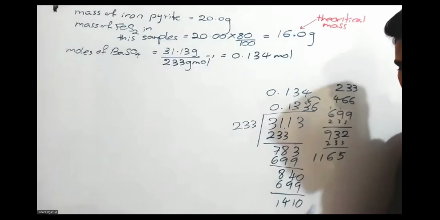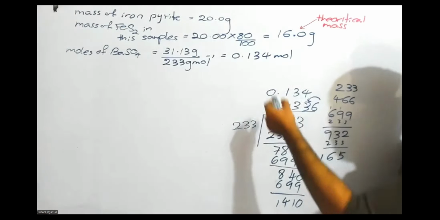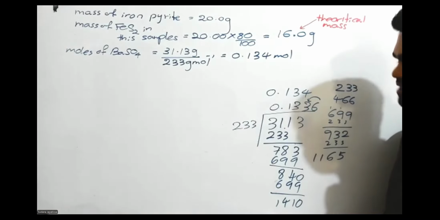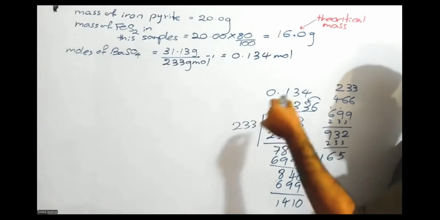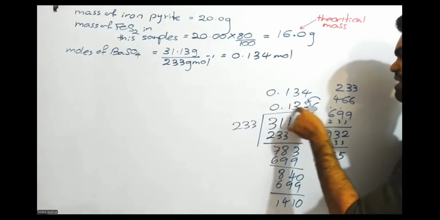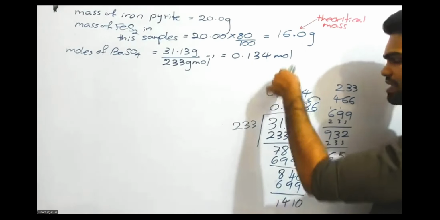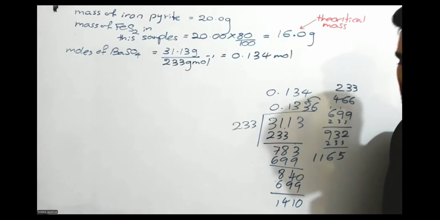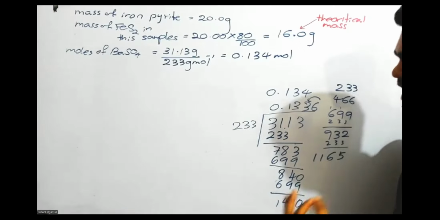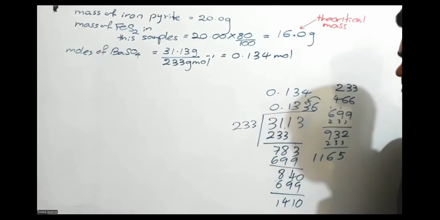So the accuracy of your answer depends on how much you simplify. So let's say in this question it's just 0.13, no? So then you need to continue a little bit more. It's better, okay? With the time you have, decide how much you simplify. So however, now these are the moles of barium sulfate.